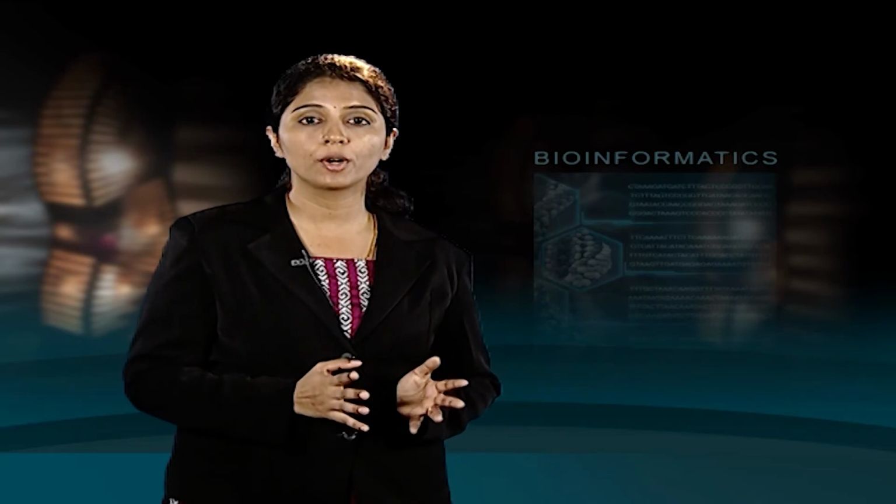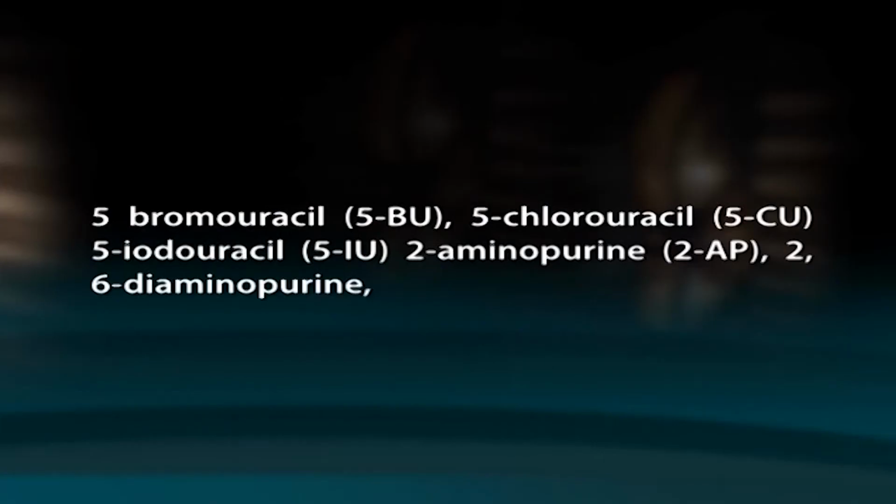Base analogues. Base analogues are compounds very similar to nitrogenous bases. They are the derivatives of normal bases, so they can be used to replace the normal bases in the DNA for producing transitional substitution mutations. Artificially synthesized base analogues are 5-bromouracil, 5-chlorouracil, 5-iodouracil, 2-aminopurine, 2,6-diaminopurine, etc. Of these, 5-bromouracil and 2-aminopurine are the most commonly used ones.